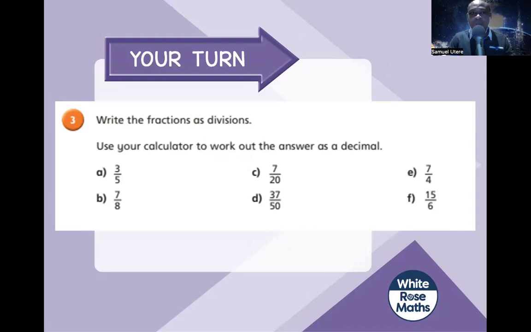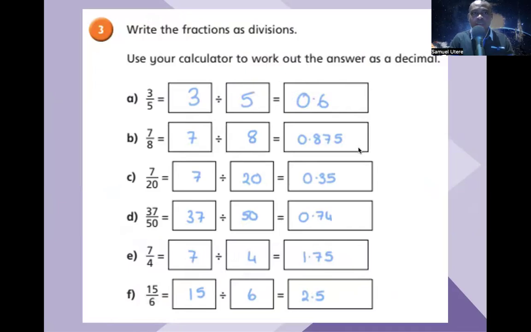Okay, assuming you've paused the video and you've worked through the questions, here are the answers. Let's discuss them. So you were simply asked, write the fractions as divisions, use your calculator to work out the answer as a decimal. So by now, you should know that 7/8 means 7 divided by 8. So you're simply practicing knowing how to write fractions as divisions. And then these should be the answers you should have gotten.